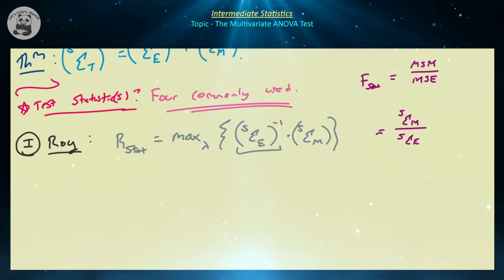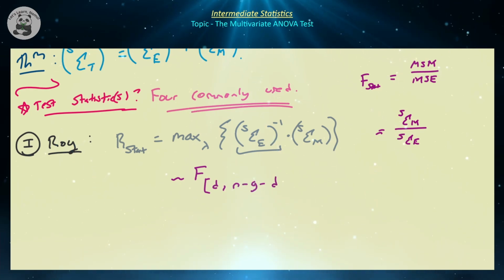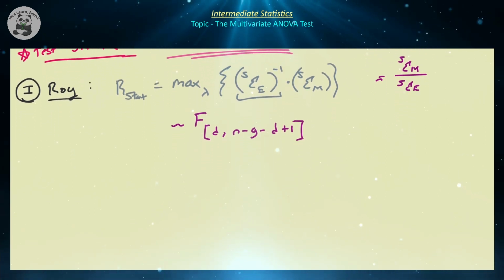So once you calculate the maximum eigenvalue, those maximum eigenvalues are going to be associated to an F distribution of degrees of freedom D, comma, N minus G minus D plus 1. Again, D is the dimension that we're working under, N the total sample size, G the total number of groups, and that is going to be associated to an F distribution as long as homoscedasticity and multivariate normality are met.